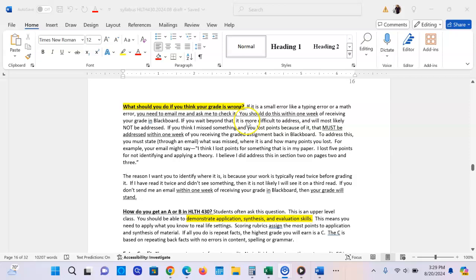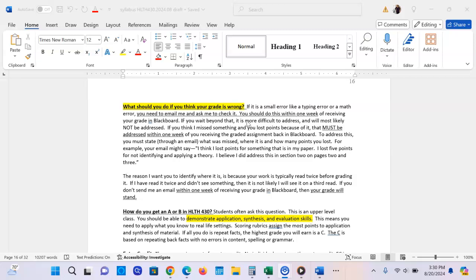Talk a little bit about what happens if you think your grade is wrong. If it's a small error, like a typing error or a math error, you just send an email stating to both of us, I think my grade is wrong because, and we'll check it, because we do make mistakes.